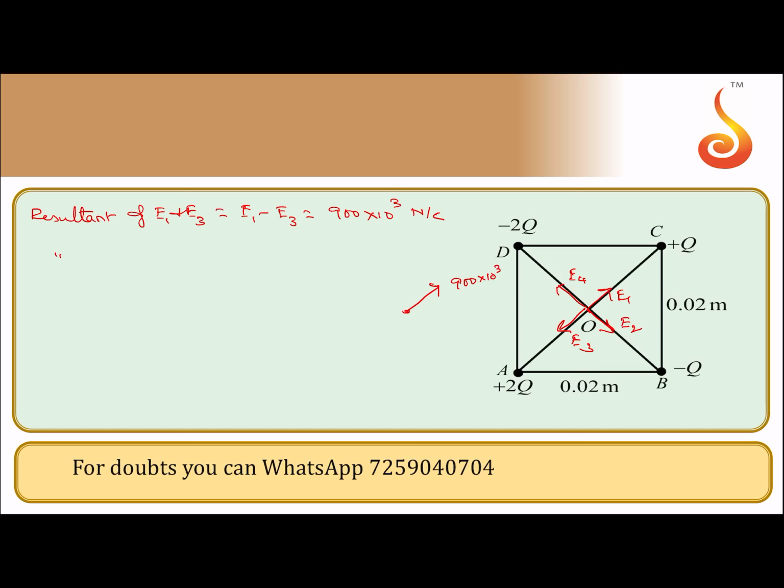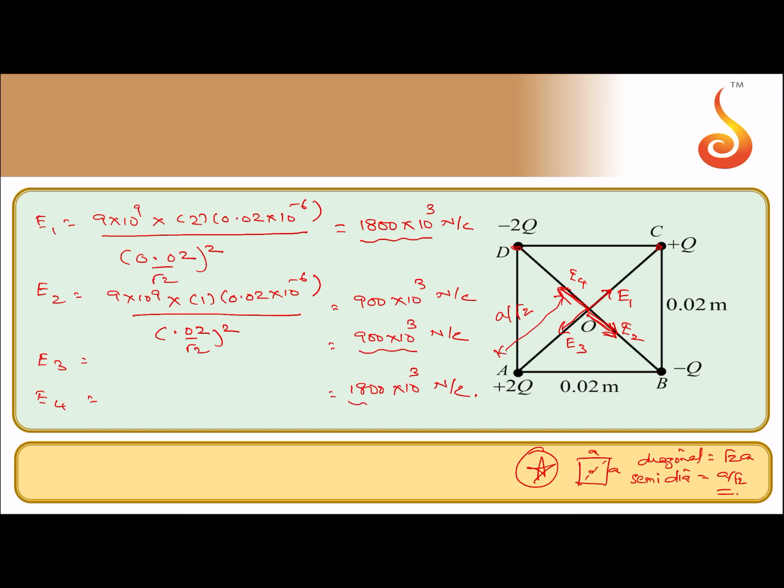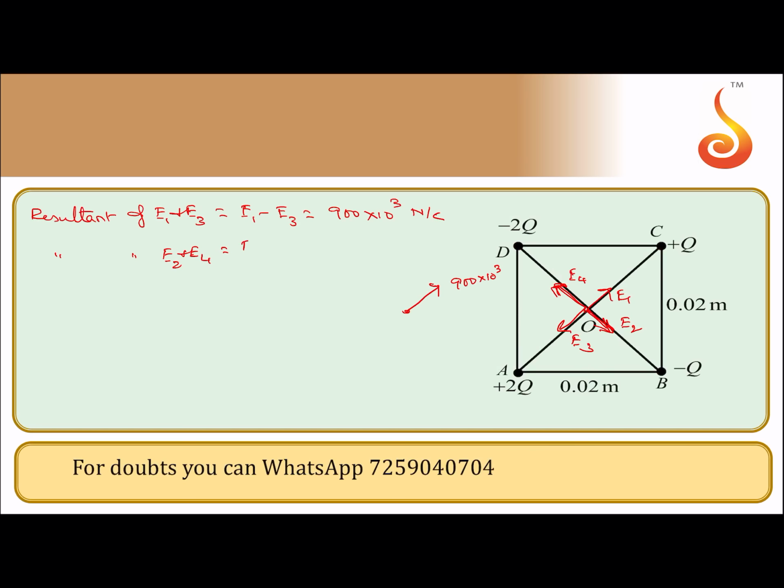Now resultant of E2 and E4. They are in opposite directions, and E4 is greater, check it, E4 is 1800 whereas E2 is 900. Therefore it will be E4 minus E2, 1800 minus 900, once again 900 into 10 power 3 Newton per Coulomb, but E4 is greater, therefore this will be the direction of the resultant, 900 into 10 power 3.